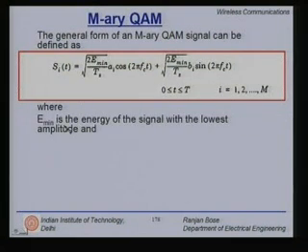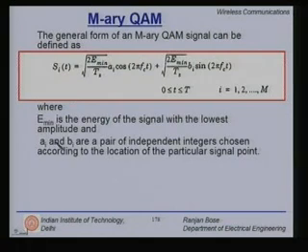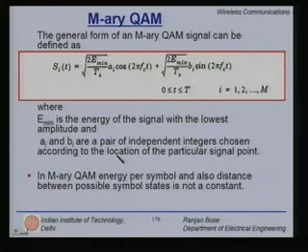E min is the energy of the signal with the lowest amplitude. Please remember, from the constellation diagram, different signals are farther away from the origin differently. The closest ones pertain to the E min scenario. The a_i's and b_i's are a pair of independent integers chosen according to the location of the particular signal point. In M-ary QAM, energy per symbol and also distance between possible symbol states is not a constant.